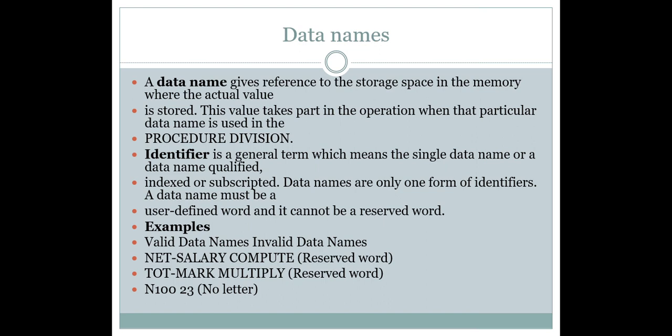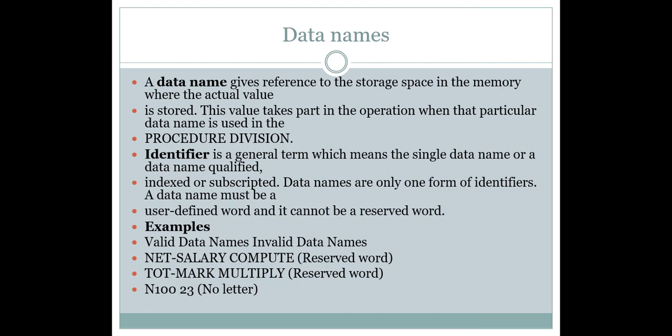Next one is about a data name. A data name acts like a reference, a placeholder, or a storage place to store some values and process that particular value. It references the storage space, the memory where you could store the actual value and process it. These values take part in the operation when that particular data name is used in the procedure division.